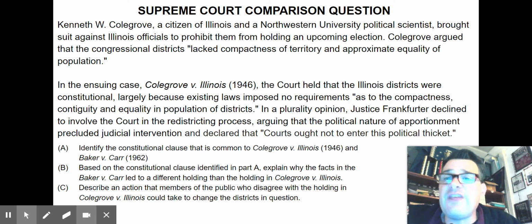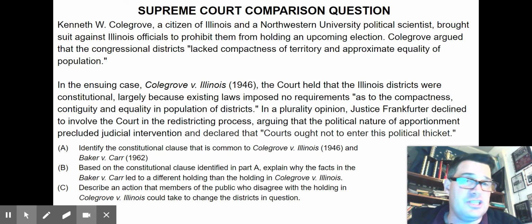Colgrove versus Illinois. Kenneth W. Colgrove, a citizen of Illinois and a Northwestern University political scientist, brought suit against Illinois officials to prohibit them from holding an upcoming election. Colgrove argued that the congressional districts lacked compactness of territory and approximate equality of population. The first thing you should notice is that this sounds similar to Baker versus Carr, especially in the last part there where it says approximate equality of population. So the districts don't have that.